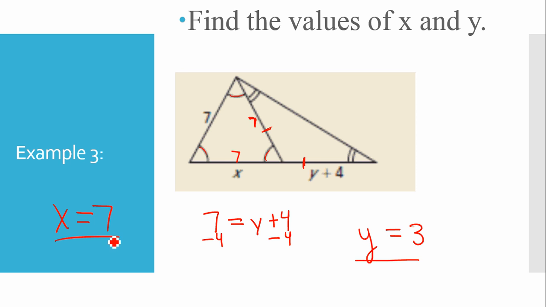All right, hopefully that gave you a bit of an understanding of what that base angles theorem is. Basically, it's talking about the isosceles triangle, the equilateral triangle, and how they have congruent angles and they also have congruent sides.